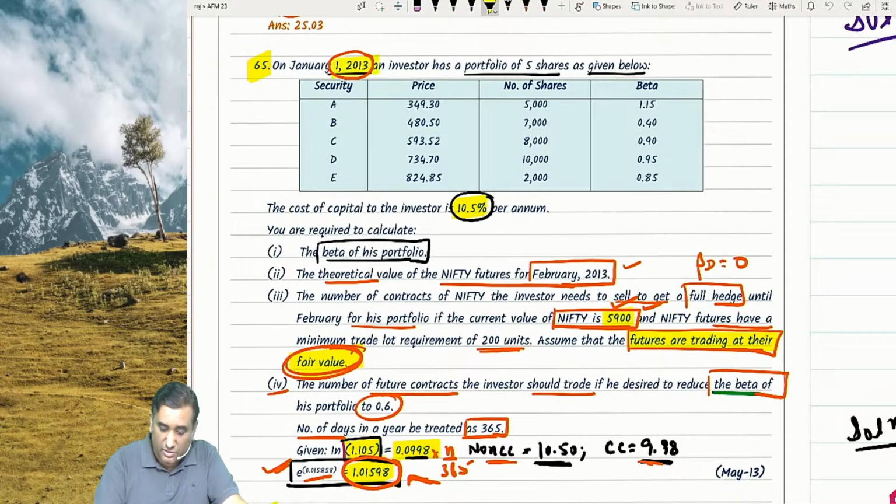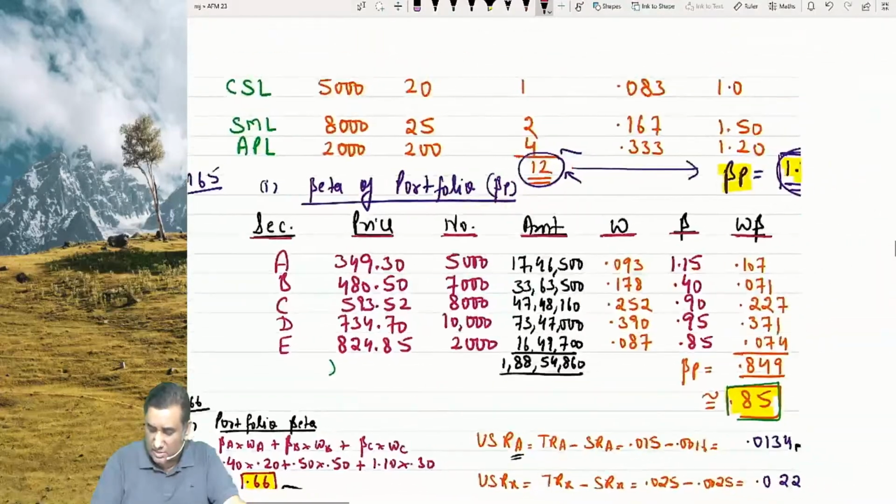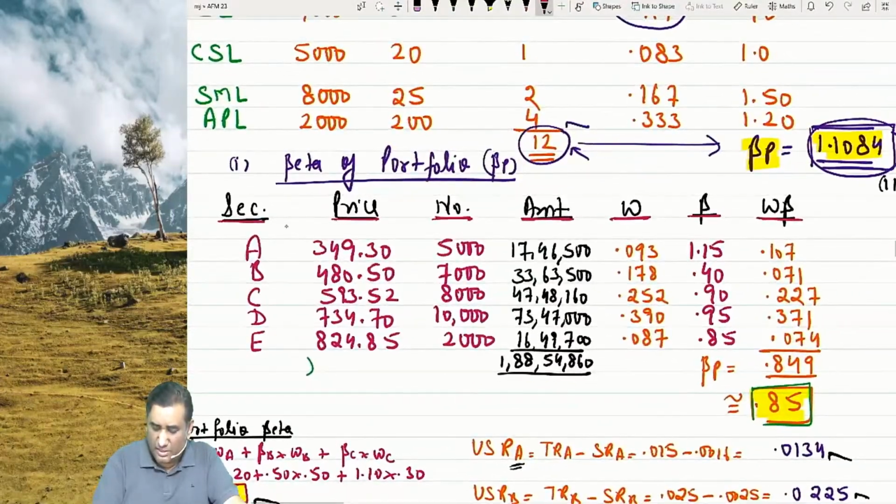On January 1, the cost of capital is 10 point. Calculate the beta of the portfolio. It will not be a challenge. What you will do is multiply all of them, then calculate the beta of the portfolio. You can just put down 0.85 as the beta. Subsequent parts are not challenging.